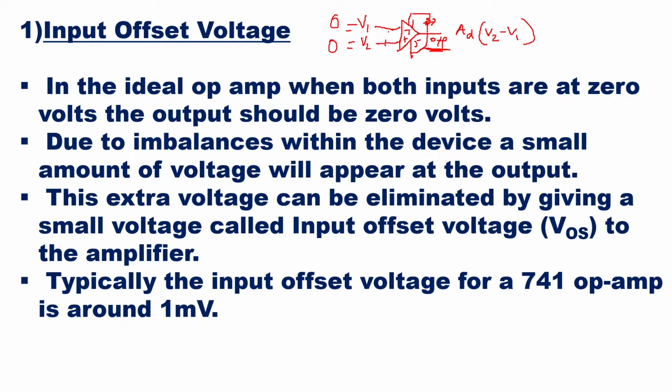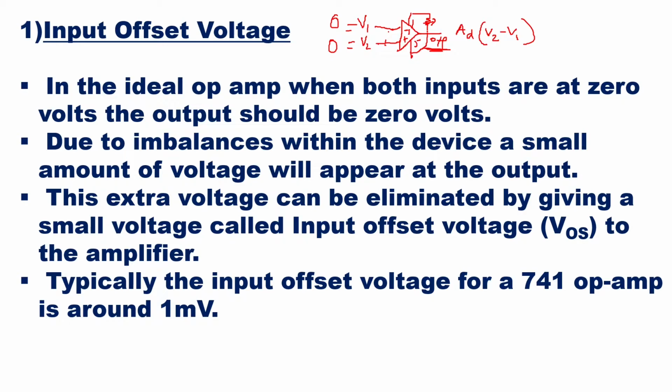Okay, so if you see the definition of input offset voltage here, in the ideal OPAMP, when both inputs are at 0 volts, the output should be 0 volts. Okay, it should be 0 volts. But due to imbalances within the device, a small amount of voltage will appear at the output. This extra voltage can be eliminated by giving a small voltage called input offset voltage to the amplifier. Typically the input offset voltage for a 741 OPAMP is around 1 millivolt.